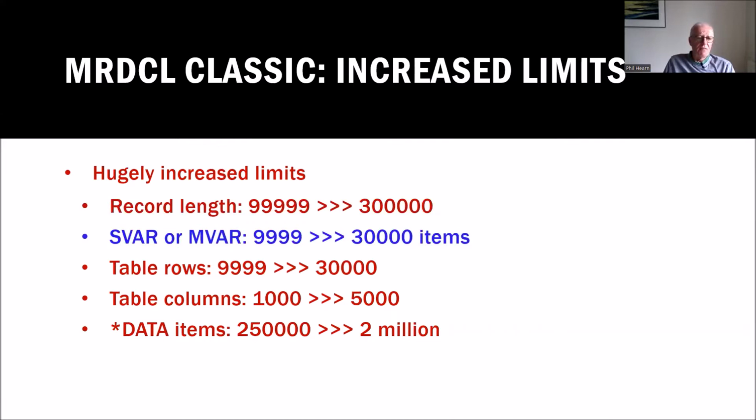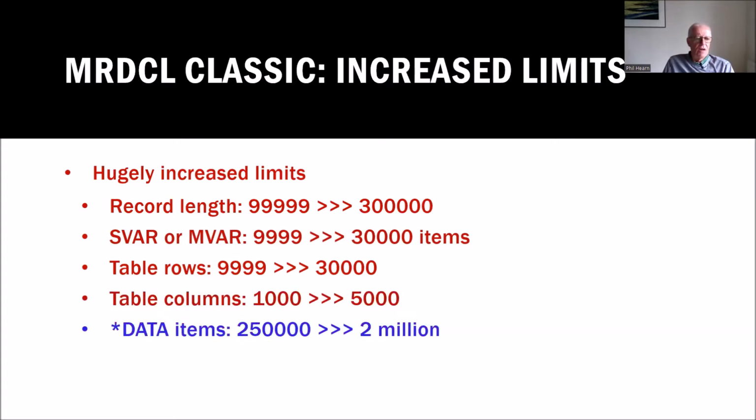We've also significantly upped the limit for the number of items in a single or multi-variable. That's gone from 9999 to 30,000 items, so a huge increase there. The rows in the table have now gone to 30,000 as well, so you can have 30,000 rows in a table. And rather than just 1,000 columns in a table, you can have 5,000 columns. So some really huge tables that you can handle now in MRDCL if you want to.